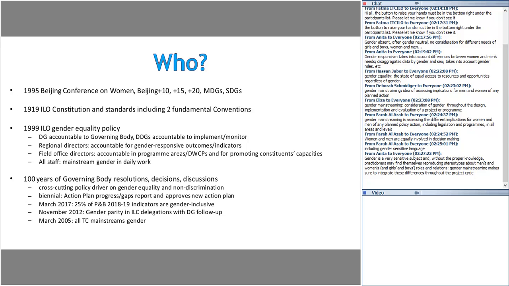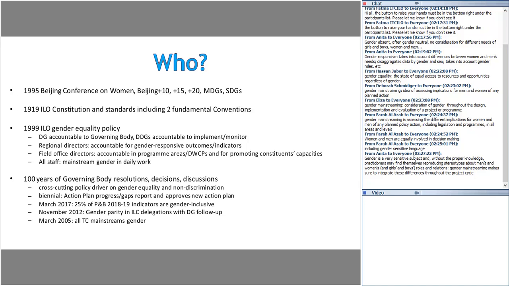This has changed, Rania, since we had our workshop in Beirut. This is the action plan. Our governing body insists on our DG reporting on progress and gaps in operationalizing the policy through this action plan. That's every 2 years. Our governing body gets that report, and the DG is accountable to the governing body. The Deputy Director Generals are accountable for implementing and monitoring progress within their portfolios.